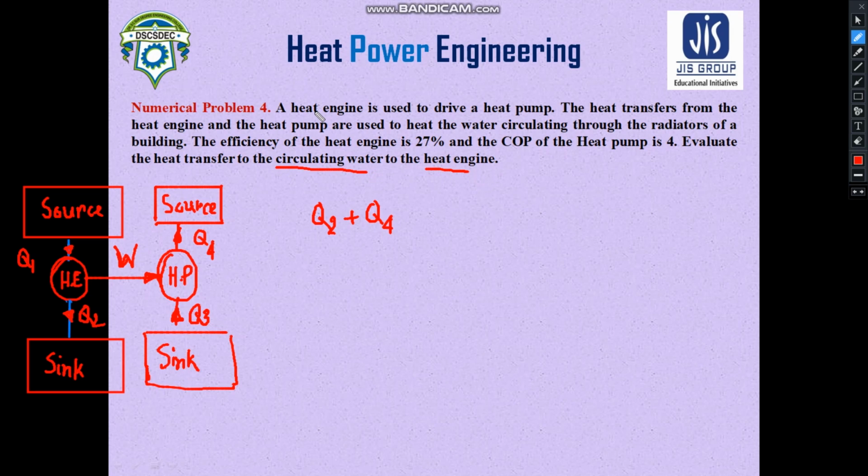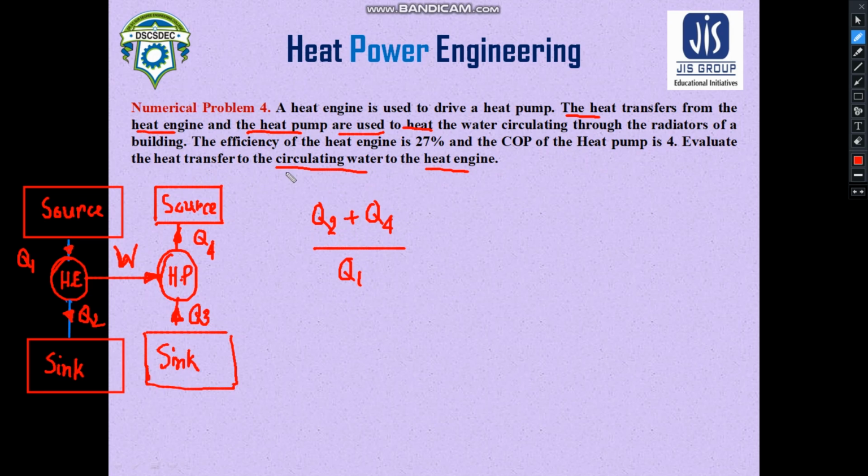heat engine. Now here this is the question, and the heat transfers from the heat engine and the heat pump are used to heat the water circulating through the radiators of a building. So it is obvious that it will be Q2 plus Q4 divided by Q1. So heat transfer to the circulating water means heat transfer from the heat engine, that is Q2, heat transfer from the heat pump, that is Q4.